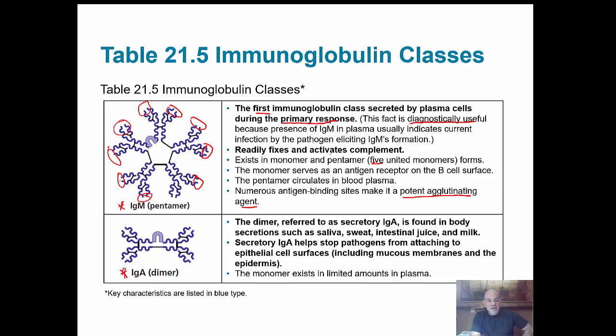And then here we have immunoglobulin A, which is a dimer and referred to as a secretory one, and it's found in body secretions such as saliva, sweat, intestinal juice, and milk. This secretory immunoglobulin is going to help stop pathogens from attaching to epithelial cell surfaces, and the monomer exists in limited amounts in the plasma.